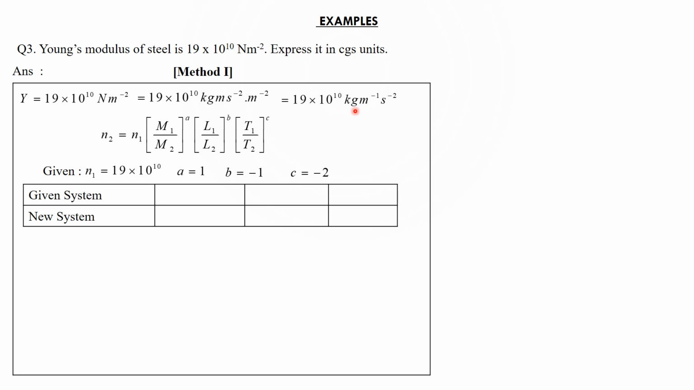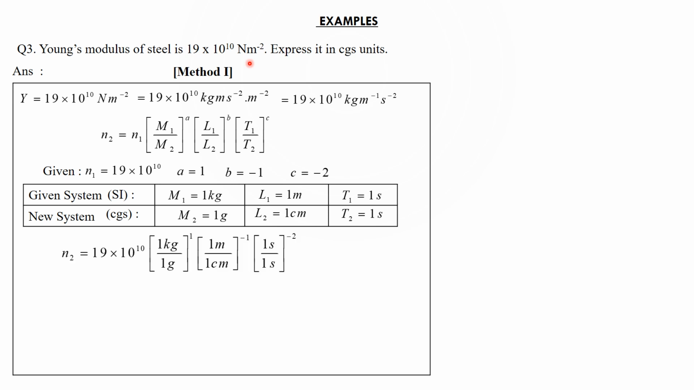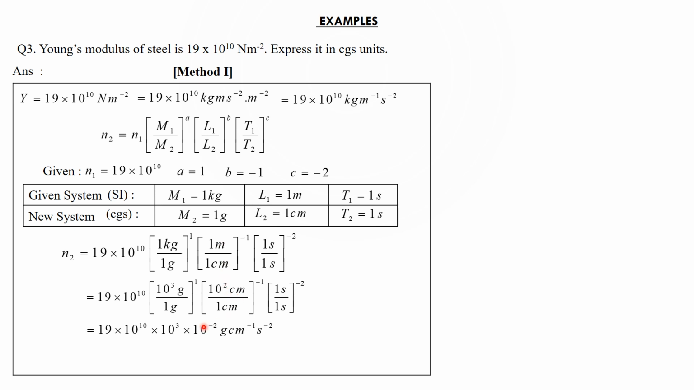Okay. The given system, you can see Newton is written, meter is written, that means SI. So M1 is 1 kg, L1 is 1 meter, T1 is 1 second. Okay, and it is asked in CGS, so 1 gram, 1 centimeter, and 1 second for M2, L2, and T2 respectively. Then we put all the values in this formula, and then we convert the numerator terms in terms of denominator. That's why 1 kg to 10 to the power of 3 grams, 1 meter to 10 to the power of 2 centimeter. Then we solve it.